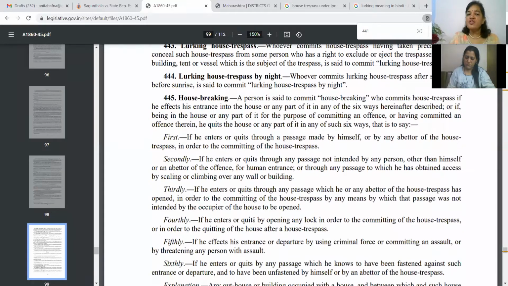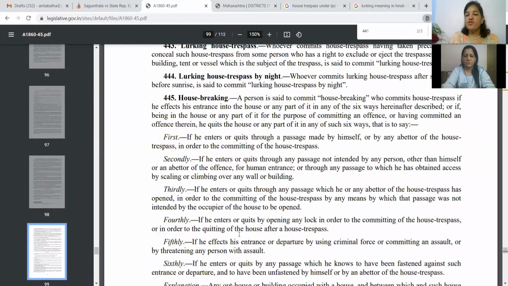Thirdly, if he enters or quits through any passage which he or any abater of the house trespass has opened in order to the committing of the house trespass by any means by which that passage was not intended by the occupier of the house to be opened. ऐसा रास्ता जो उन्होंने कभी खोला नहीं था किसी के लिए.